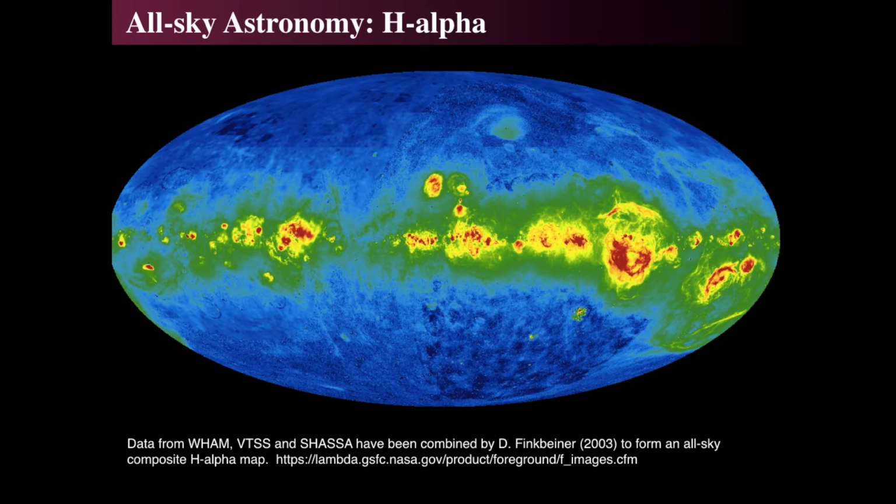And this is, of course, from Finkbeiner, whose work combined large numbers of surveys of the H alpha. There's three different sets that we're talking about: WHAM, VTSS, and SHASSA, which were massive H alpha surveys from the ground.